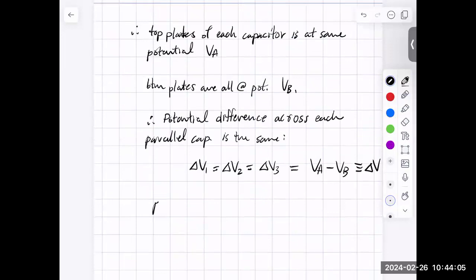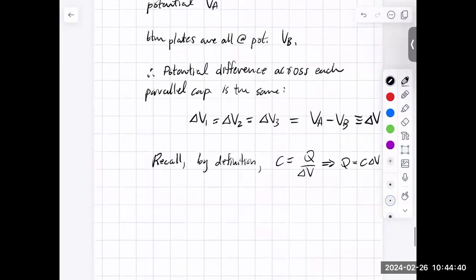Okay, but recall, by definition, capacitance is charge divided by delta V. So if they all have the same delta V, we could use that to solve for the charge of each capacitor. So Q is going to be C delta V. So delta V is always the same, but our capacitors C1, C2 and C3 may have different capacitances, so they'll get different charges. So we'll say Q1 is going to be equal to C1 delta V. Q2 is going to be C2 delta V. Q3 will be C3 delta V.